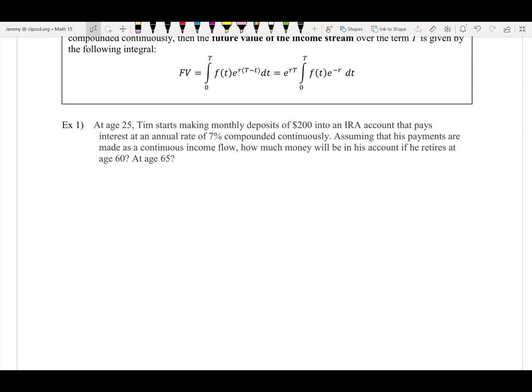All right, so kind of a lot to pick apart here, but let's get into this. We are going to be using this formula because we're ultimately being asked, how much money will be left in the account? What's the future value? That's what we're being asked for. So this is equal to the integral from 0 to capital T, f of t e to the r times capital T minus t dt.